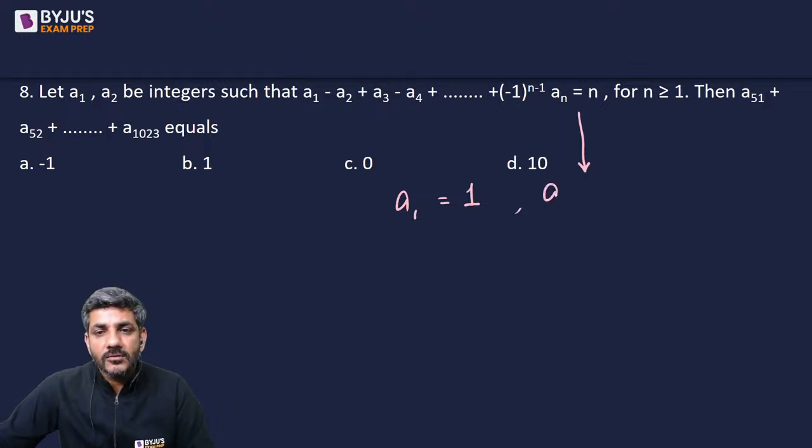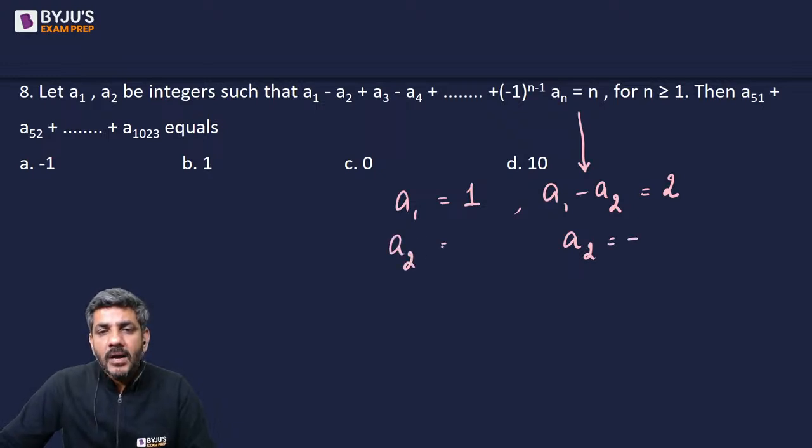अब n को 2 रख दो. I get a1 minus a2 is equal to n, which is 2. और a1 तो ऑलरेडी 1 है. सो कहना है इसे minus a2 is 1. So a2 is minus 1. I hope this is clear.